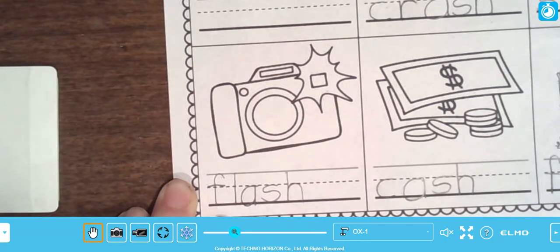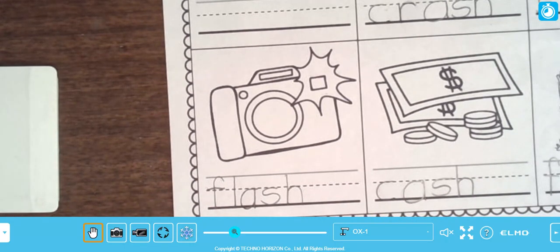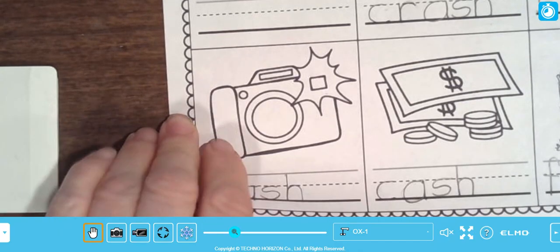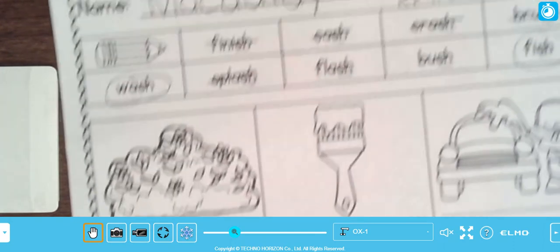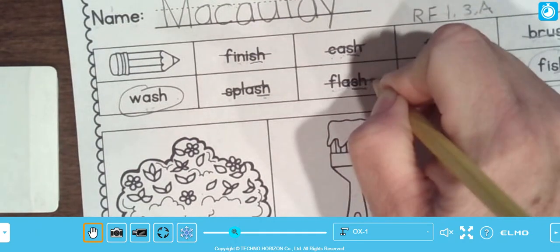As you're writing that down, I'm going to give you a sentence. So, flash. The camera flash went off so we can take a picture in the dark. Flash. You need the flash to take a picture when it's dark. Flash. Okay. Remember to pause the video if you need more time, because now we're moving on. Crossing out the word flash.